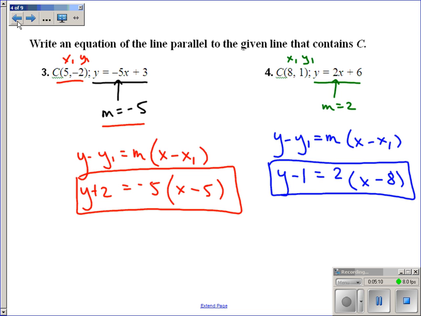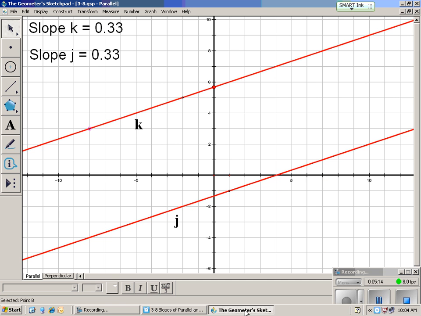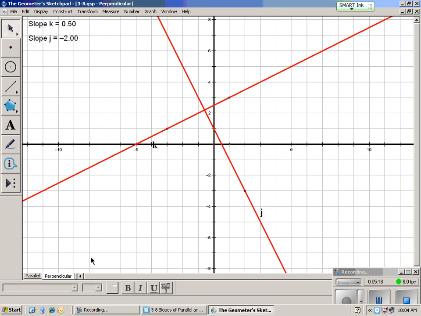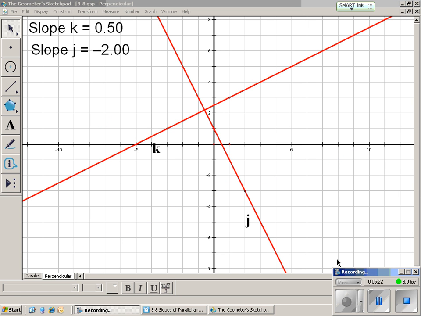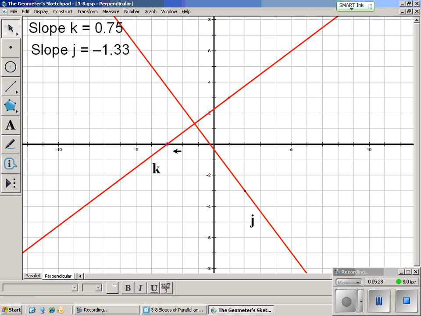Okay, let's move to perpendicular lines, and I will again show the Geometry Sketchpad file. Here, lines J and K have been constructed to always be perpendicular. So if I move this, it'll stay perpendicular.